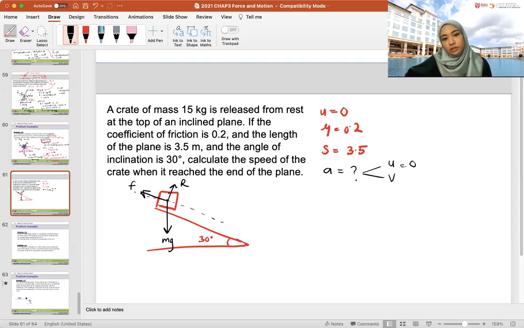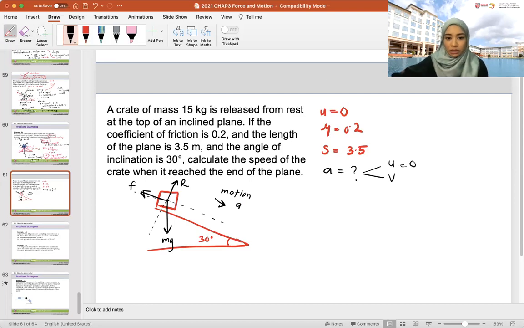Okay, so we are assuming that it's going down, right? From the problem, it says that it's going from the top to the bottom. Therefore, the motion is to the right. Motion, A. We have acceleration. Okay, we have friction, we have reaction force, we have mg. R, sama je. This is some angle. Okay, what else? Coefficient of friction is 0.2, length of plane.